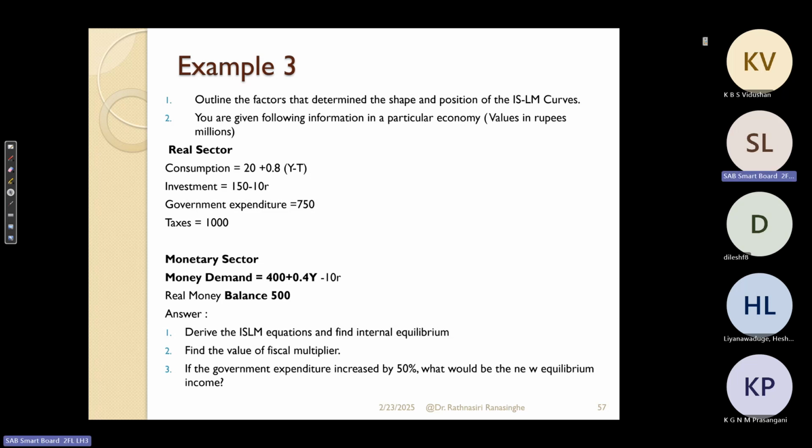750 to 50%. So that change you can take and see how much the income changes. Directly, using the multiplier, you can calculate. Or otherwise, you can take the 50% increase here, incorporate that, redo the IS-LM equation and find the equilibrium. That is what we can use. You can try this one.